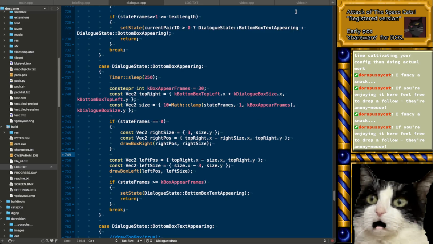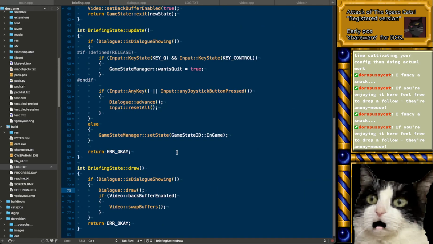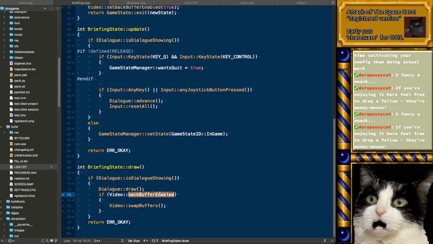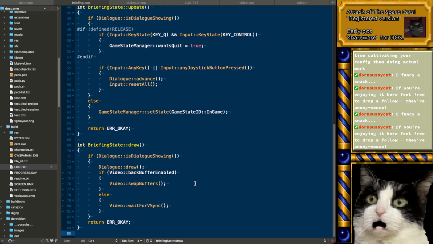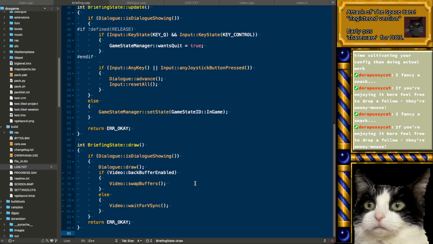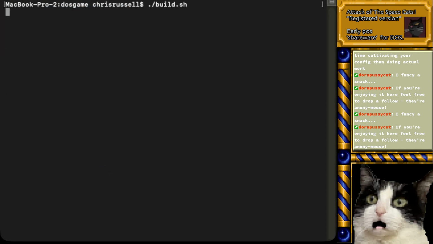So what we need to do then is we need to go back to breathing and we need to say if the back buffer is enabled then we can swap the buffers, otherwise we don't have to wait for the VSync anyway. Because otherwise it's all going to animate far too quickly. Let's just test that out of interest.